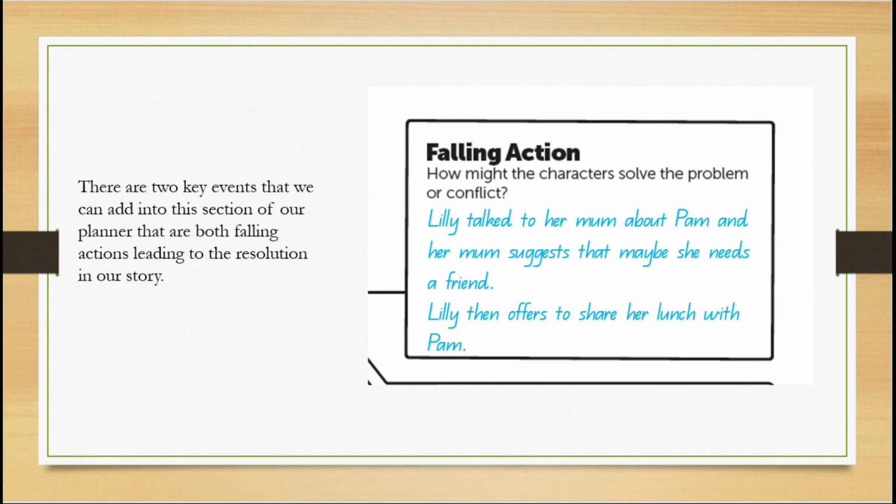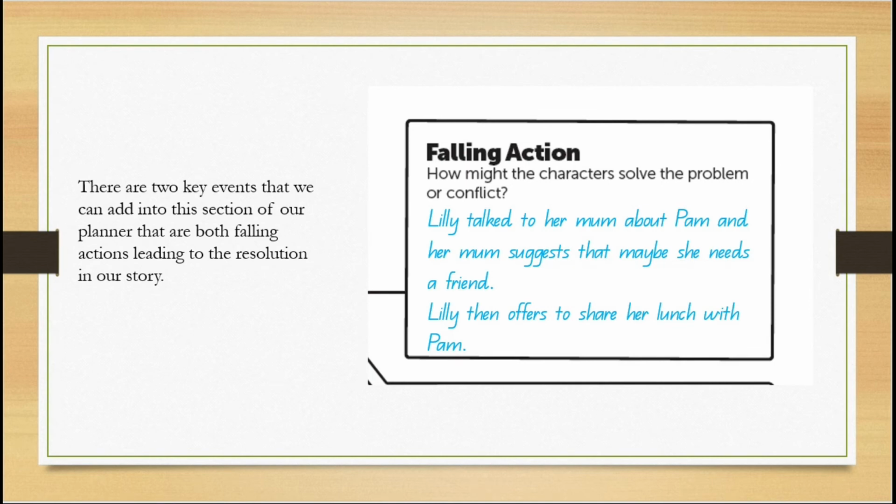Okay, so there are two key events that we can add into this section of our planner that are both falling actions leading to the resolution in our story. So Lily talked to her mum about Pam, and her mum suggests that maybe she needs a friend. So that's one of our falling actions. It's forming part of our solution that we're going to see happen in our story.